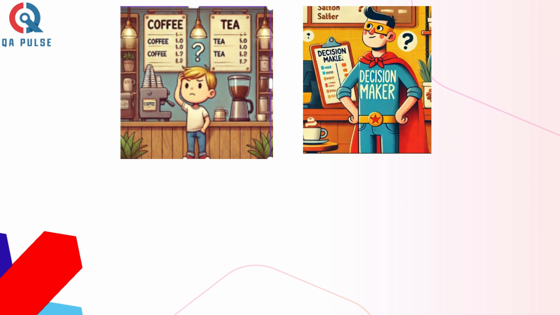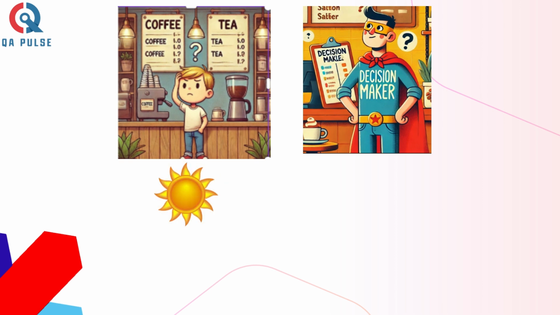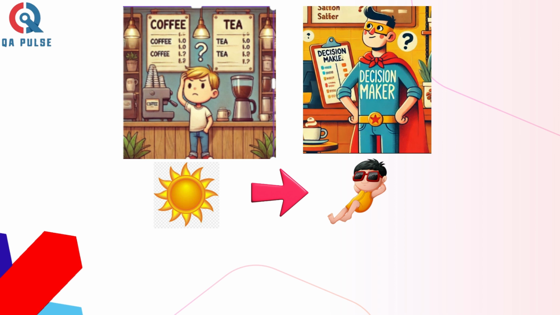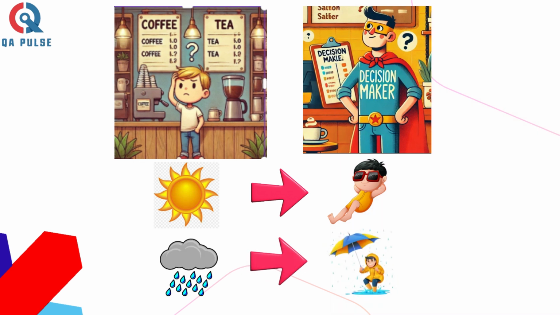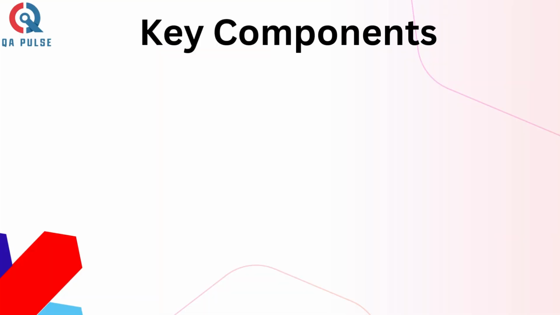Decision tables are perfect for figuring out all possible outcomes in complex scenarios. For example, if the weather is sunny, then you have to wear sunglasses. And if the weather is rainy, you have to take an umbrella. By organizing these combinations, you ensure that no scenario is overlooked, and it's like a testing checklist but smarter and more visual. Okay, now there are three key components of a decision table: conditions, actions, and rules.